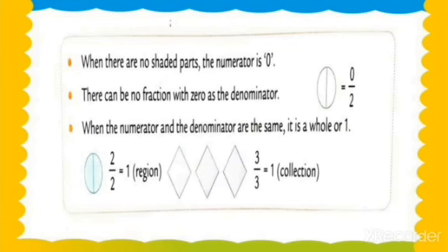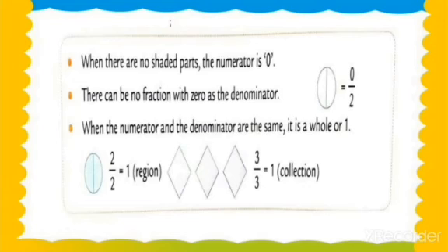But before that, let's check the small notes. When there are no shaded parts, the numerator is 0. See, these important points you have to write in your rough book and also your fair book. So note down with me, my dear students: when there are no shaded parts, the numerator is 0. There can be no fraction with 0 as the denominator. It means 0 by 2 is 0 upon 2.